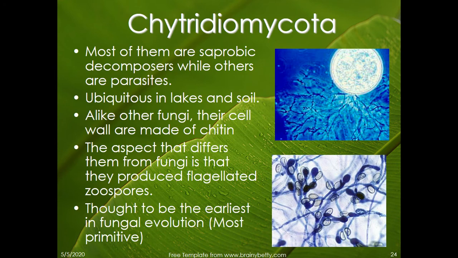Now let's look at the phylum Chytridiomycota, the first phylum. They obtain their food as saprophytes, and they can live in lakes and also in soil. Their cell wall is made of chitin, and they differ from other fungi because they have flagellate zoospores, just like protists. They are thought to be the earliest in fungal evolution, the most primitive, because they are the most related to the protists.